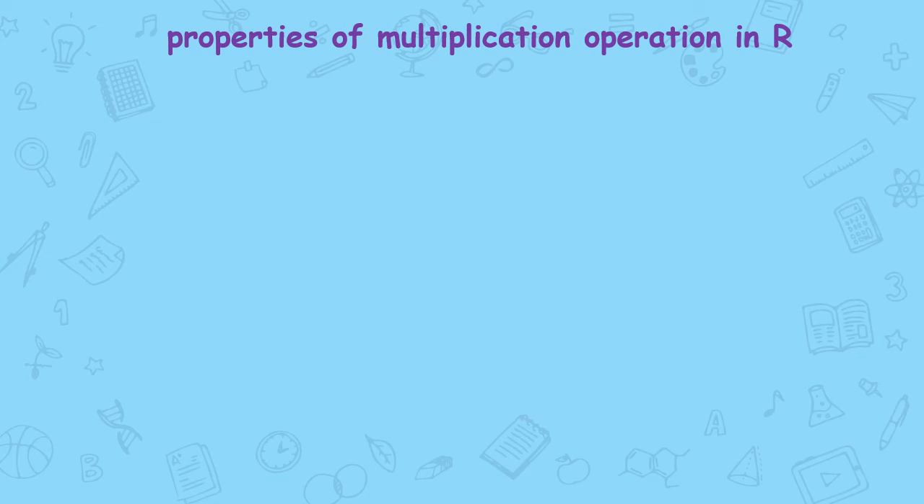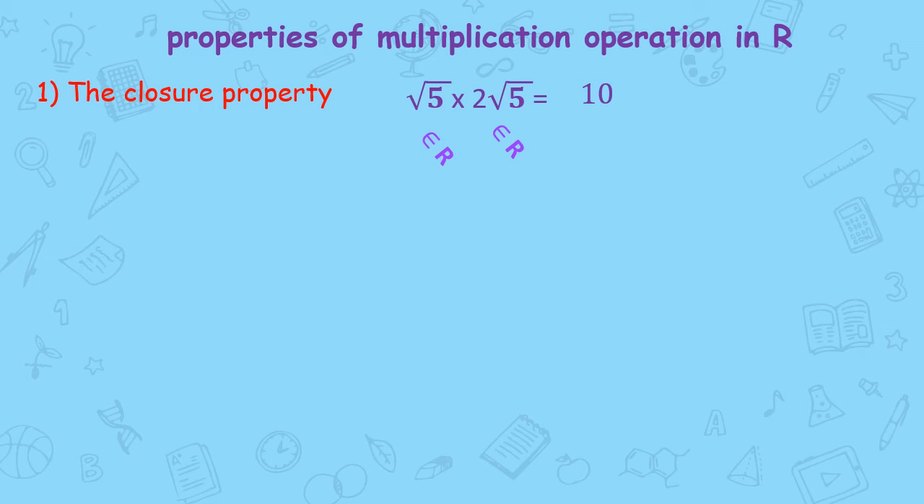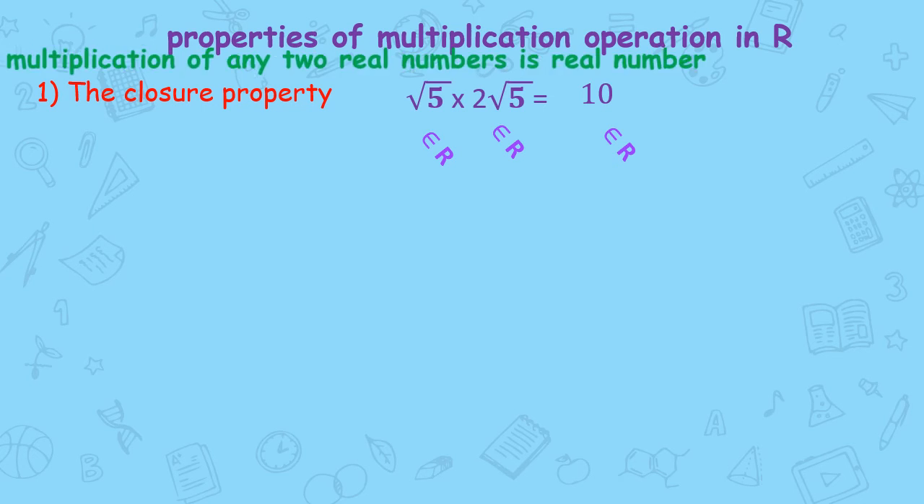Properties of the multiplication operation in R. The first property is the closure property. What is the meaning of closure property? If we multiply any two real numbers, the result will be a real number. For example, root 5 times 2 root 5 equals 2 times 5 equals 10, and 10 is a real number. Root 5 is a real number and 2 root 5 is a real number, and the multiplication of these two real numbers, the result 10, is a real number. This is the closure property.